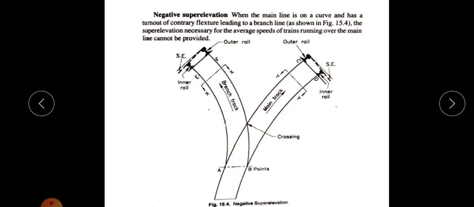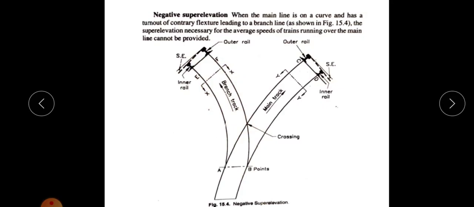That is, here two contradictory conditions occur for these points. These two contradictory conditions cannot be met at the same time within the same layout, same section. So instead of the outer rail BF on the branch line being higher, it is kept lower than the inner rail. In this case, the branch line curve has a negative superelevation.